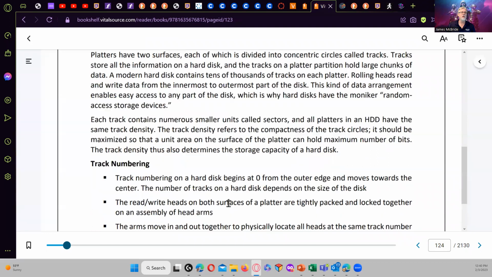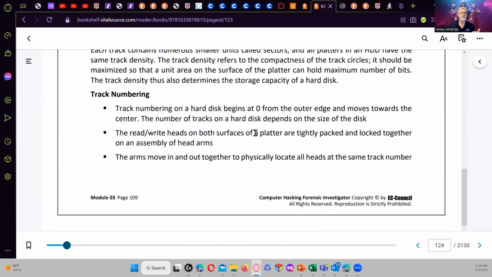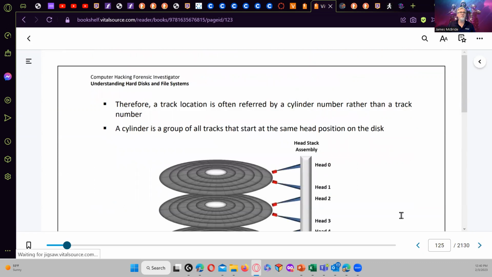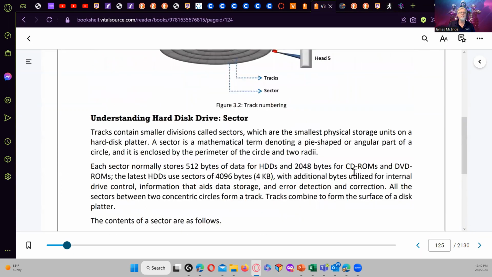So let's take a look. I'll show you something that deals with the track numbering, but a really important part of that is that on a hard disk, it begins at 0. From the outer edge, it moves towards the center. So we'll start on the outer edge and come inward. Why track 0 is so important is because that's usually where the boot sector is put. So if a computer wants to boot up, it'll look at that. You can actually just destroy that little tiny section, and then the whole computer won't boot, even though all the information is still there. And then we already talked about the read write and the arms moving back and forth, and we talked about the cylinder.